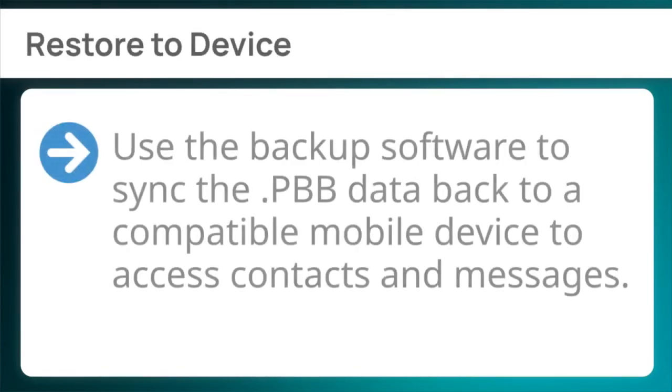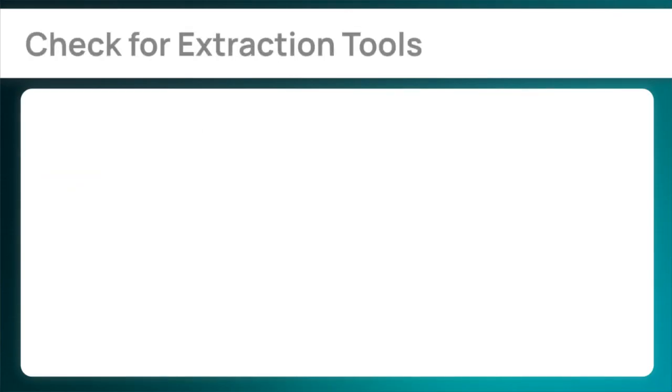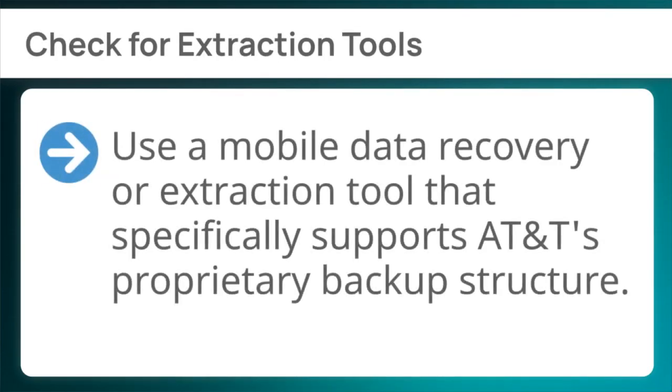Next, restore to device. Use the backup software to sync the PBB data back to a compatible mobile device to access contacts and messages. Finally, check for extraction tools. Use a mobile data recovery or extraction tool that specifically supports AT&T's proprietary backup structure.